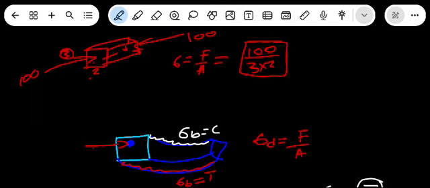But what is the type of this direct stress? It's a direct stress, yes, but what is the type of this direct?